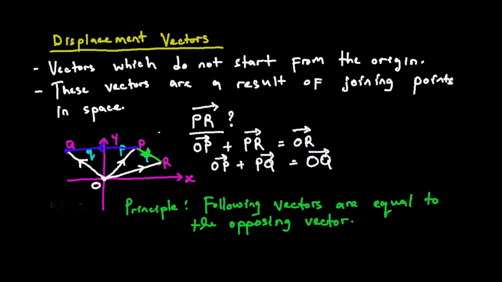We can also apply the same principle, and I want you to find this on your own. What about if we want RQ? For RQ, we start by looking at vectors that are following each other. We see that OR and RQ are following each other. So OR plus RQ is equal to OQ, which is opposing the general flow. So this is how it is done. This is how we manipulate. This is how we find displacement vectors.